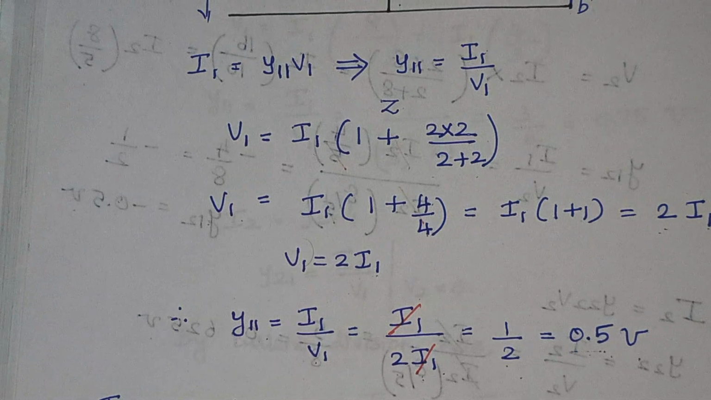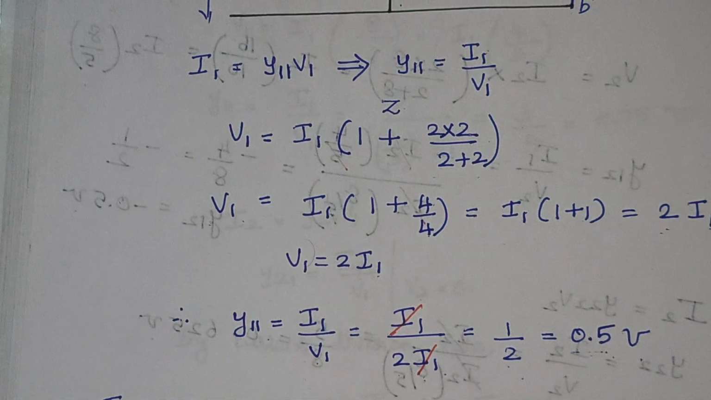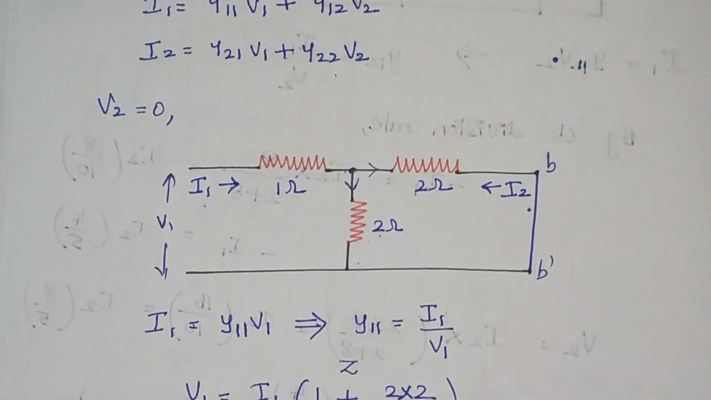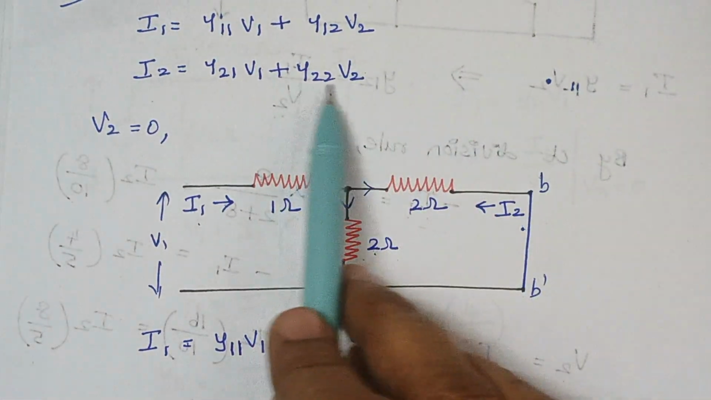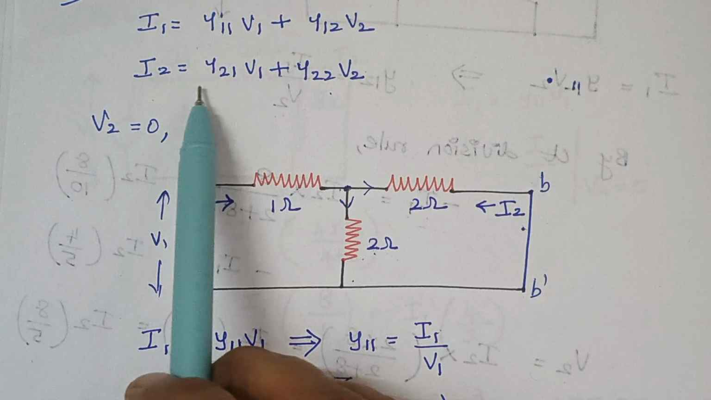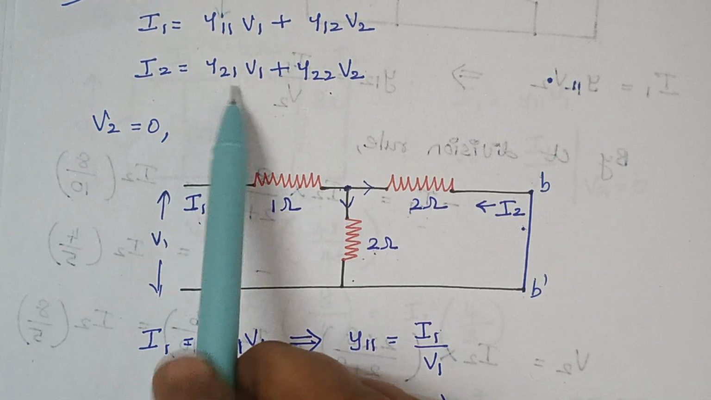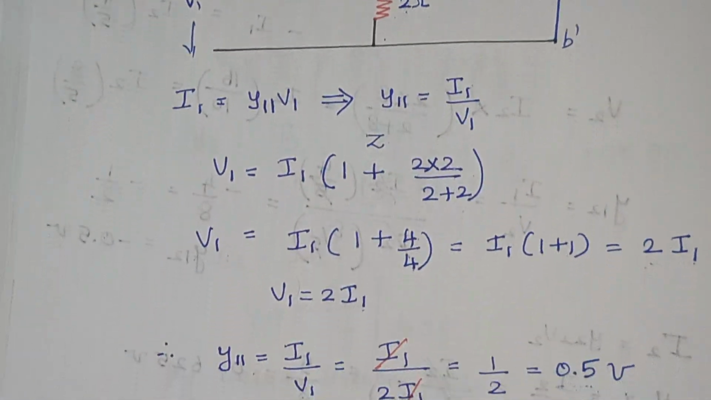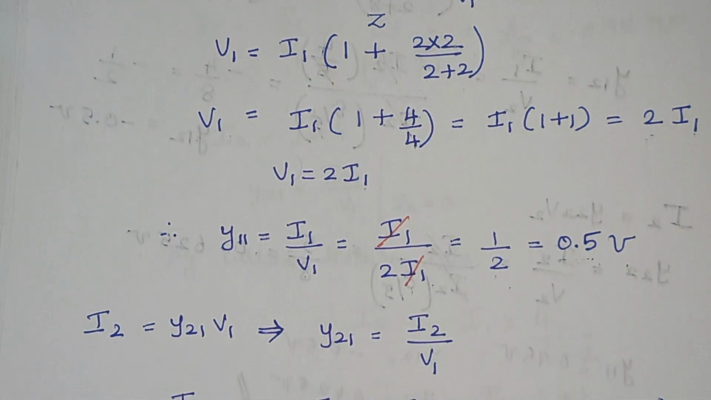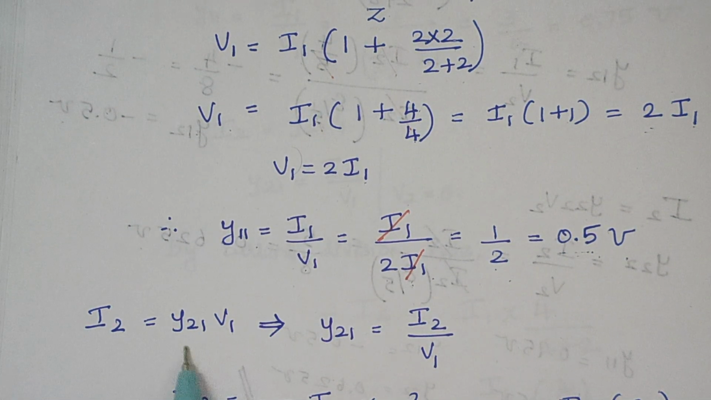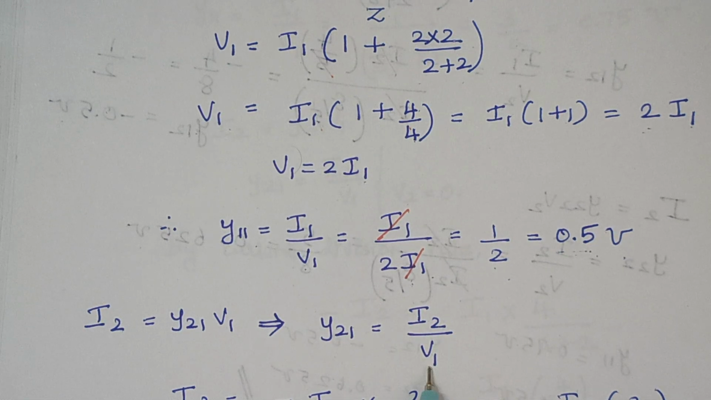Right? Now we are going to find the next term. Again, when you look at the base equation, now we are going to make this V2 0. So we are going to find the value y21. Therefore the expression is, you see, I2 is equal to y21 V1. So y21 is I2 by V1.